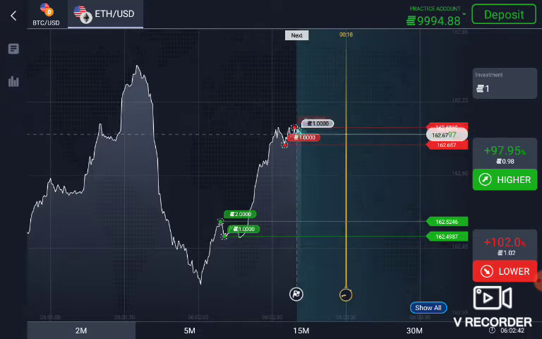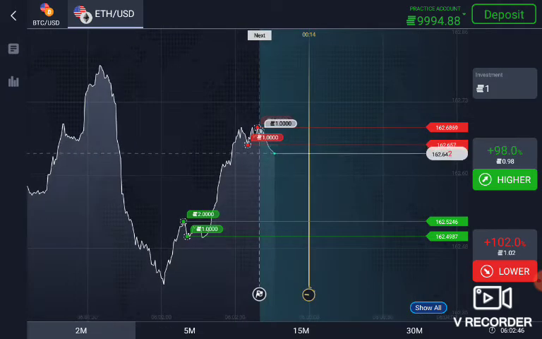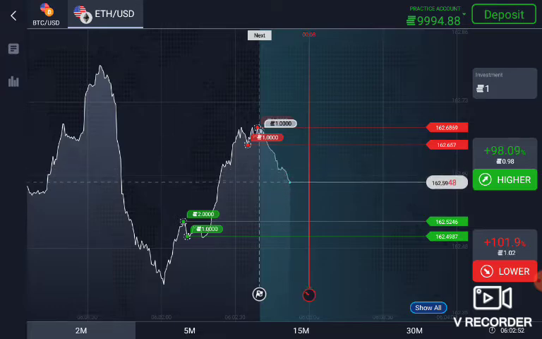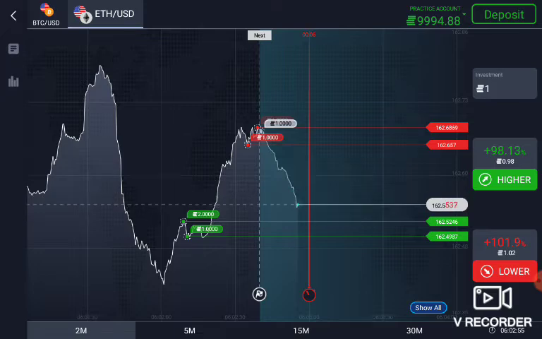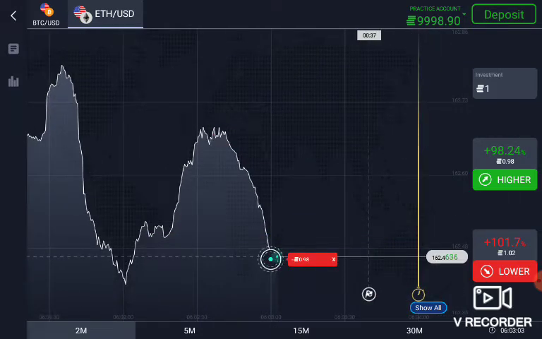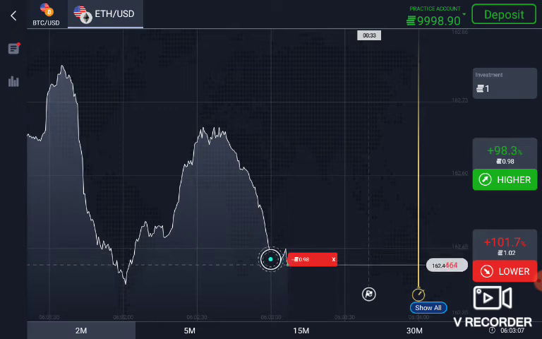So now what we're hoping for is an average in between the two. Right now, Ethereum's at 162.61. So we got 162.52 and 162.65 to the upside. So we're hoping that we can finish somewhere in between these two prices, thus gaining. So you can see right now that on the put options we won, but on the call options we lost.